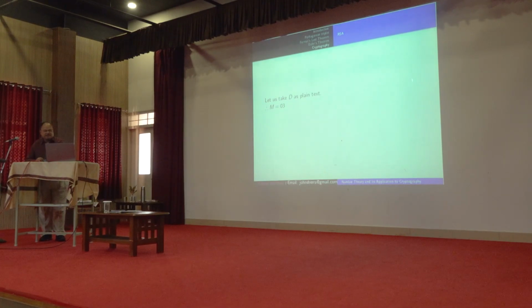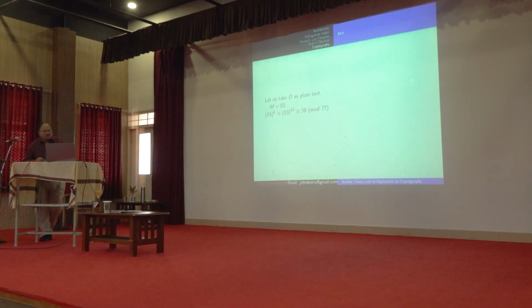And therefore, its digital equivalence is 3. And then you raise power k on that. That will be 3 power 43. And that 43, when you reduce, I would have worked out that, you get congruent to 38 mod 77. I require 4 or 5 lines for that.